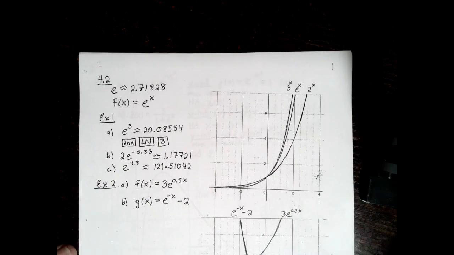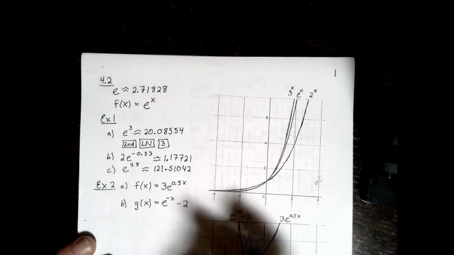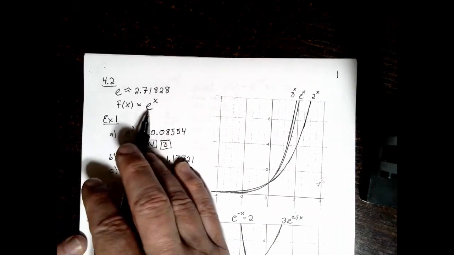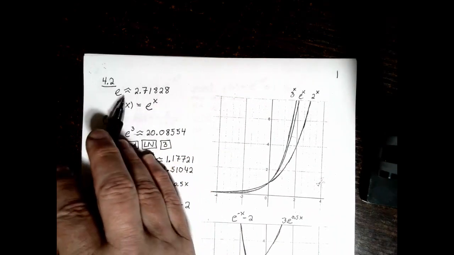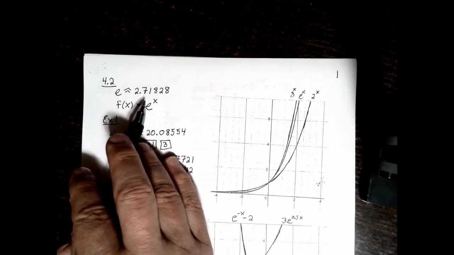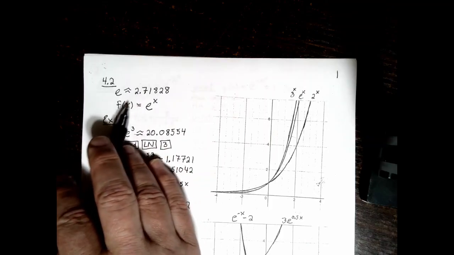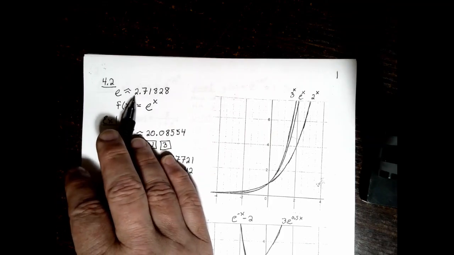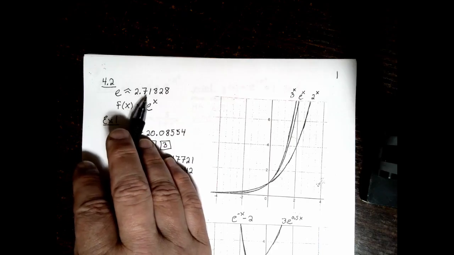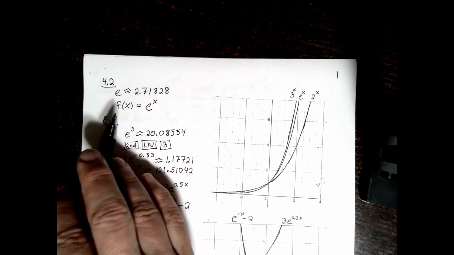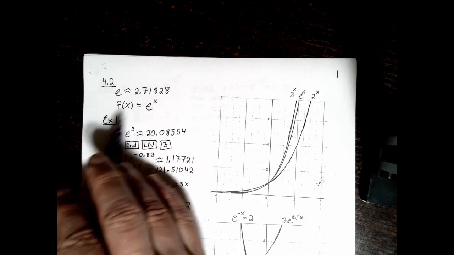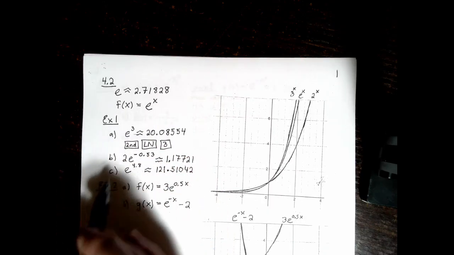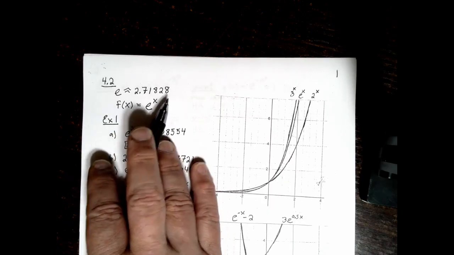Alright, so in section 4.2 we talk about another type of exponential function, e to the x. Now you might wonder what e is. E is a special number that comes up quite often in science. E is approximately 2.71828, a little bit less than 3. It goes on forever. It's an irrational number, so you can't write it in decimal form exactly.